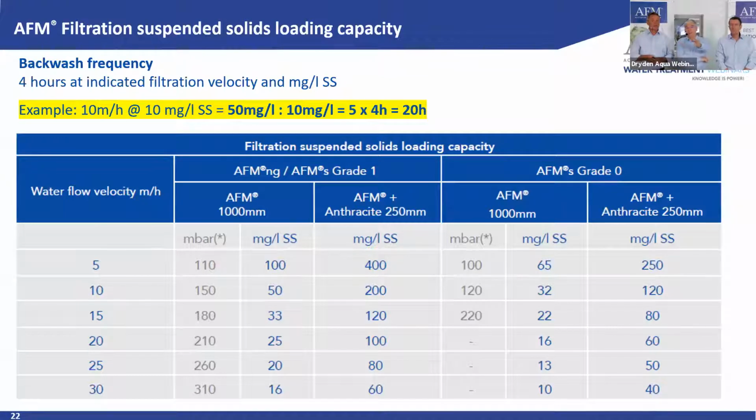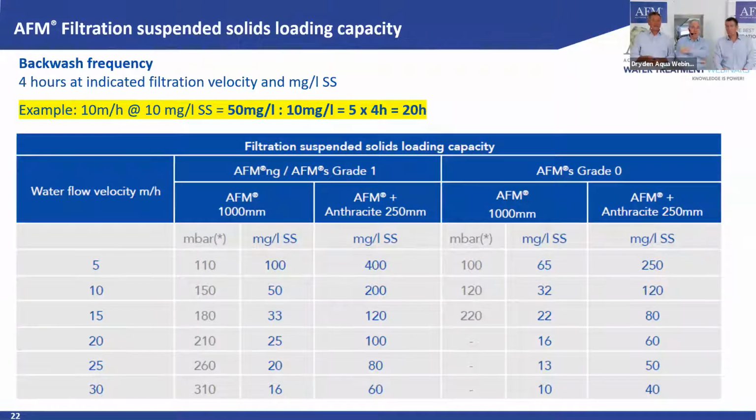The same case here, if you have 10 ppm instead of 50, you multiply your time by 5, 4 hours by 5, so you end up with 20 hours. That means once a day you would have a backwash, which is a normal backwash cycle under such a suspended solids load. So adding anthracite will extend your run phase by a factor of 4.